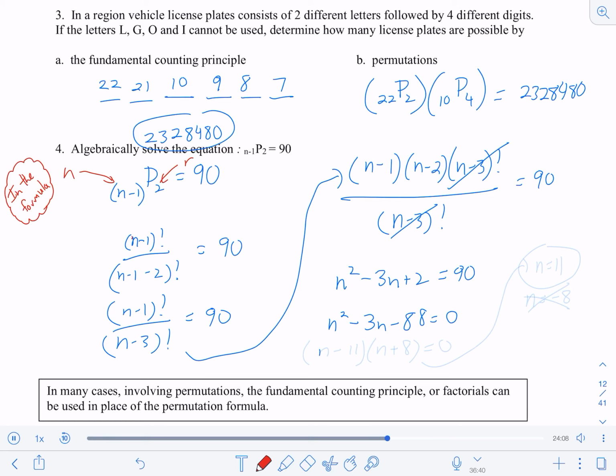And I'm asking myself what multiplies to be negative 88 and adds to be negative 3. And I'm going to use negative 11 and positive 8, which gives us 2 possible answers. Either n equals 11 or n equals negative 8, which is nonsense. n has to be positive, and so the answer for this is 11.